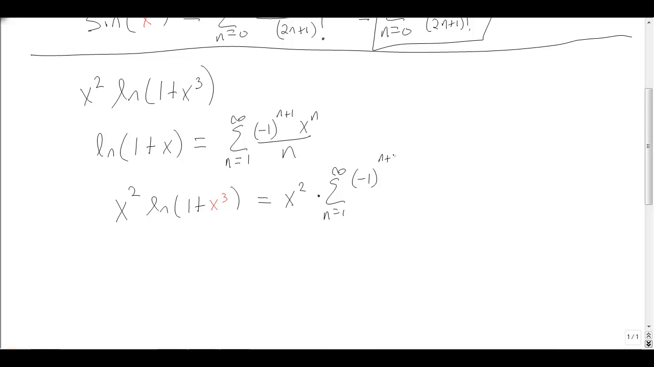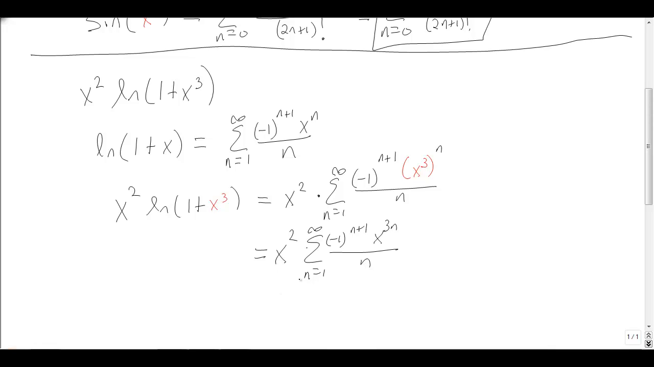negative 1 to the n plus 1, and then I have my x cubed goes in place of the x in the original series, x cubed to the n over n. Let's just go down here. So that's x squared times the series, n equals 1 to infinity, negative 1 to the n plus 1, over x cubed to the n is x to the 3n over n.